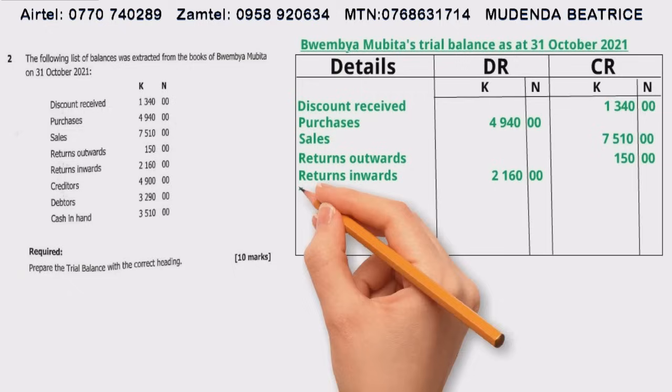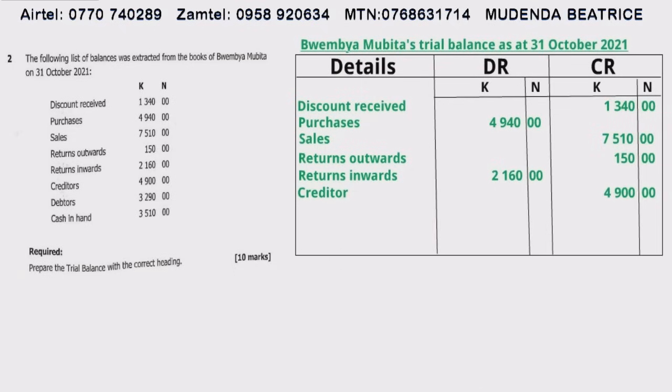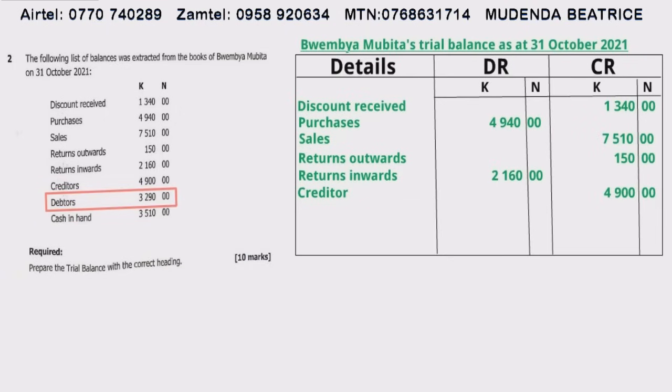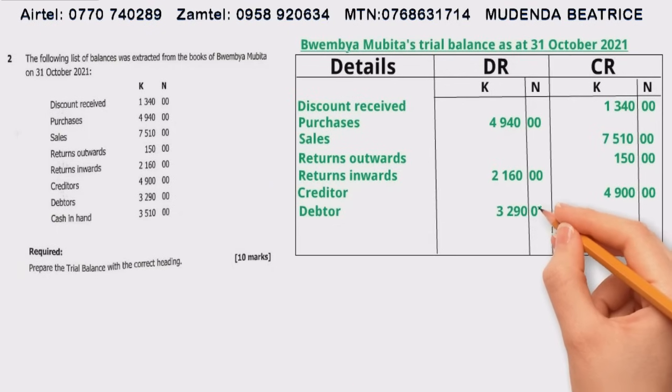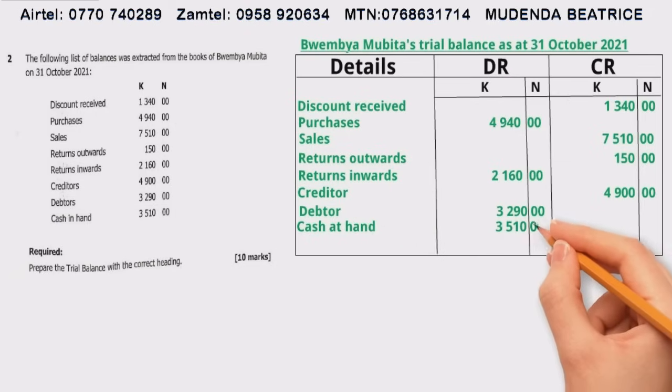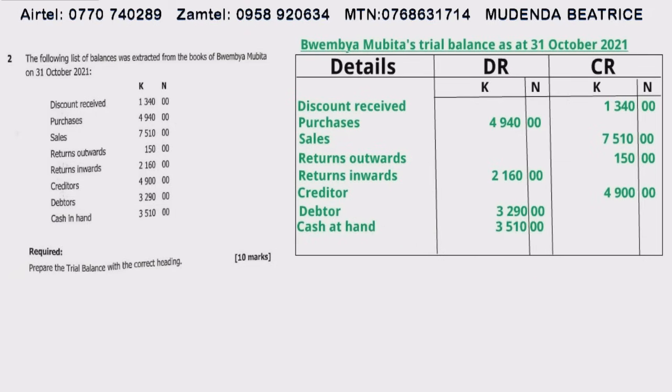Creditors, we are going to credit this one, which is 4,900 kwacha. Then debtors, we are going to debit this one, which is 3,290 kwacha. Cash at hand, we are going to debit this one as well, which is 3,510 kwacha. Okay, now these are the book balances that we are given.